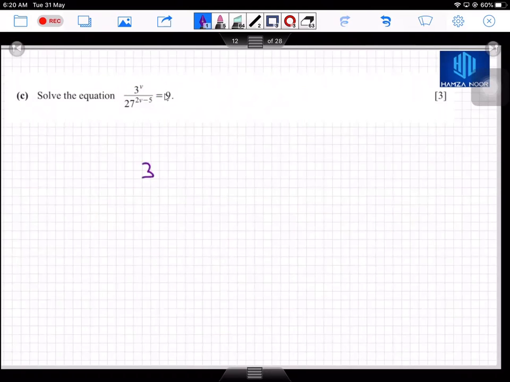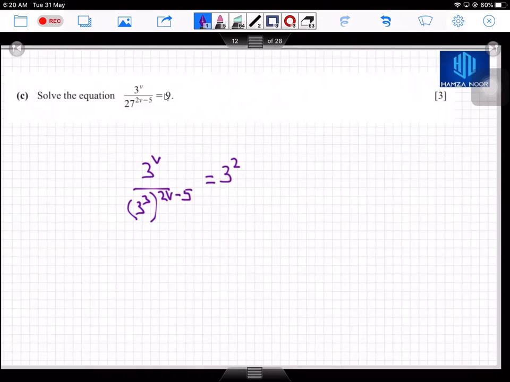So this is 3 raised to the power v upon, in place of 27, you can write 3 cubed. So 3 cubed raised to the power 2v minus 5, and this is equals to 9, which is 3 square. So in the first step, what I've done is that I have made the same bases. I've just made sure that each and every term has the base 3.